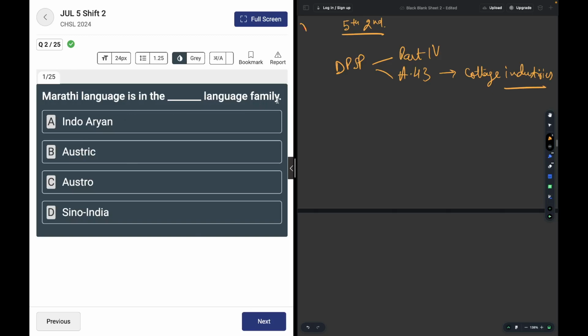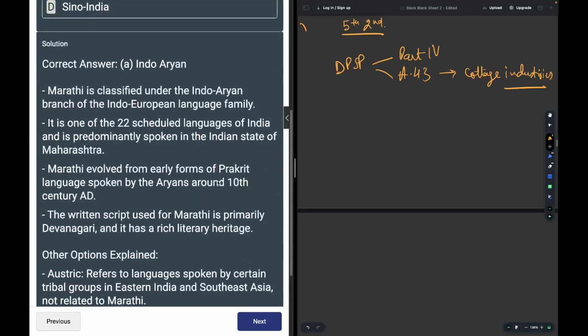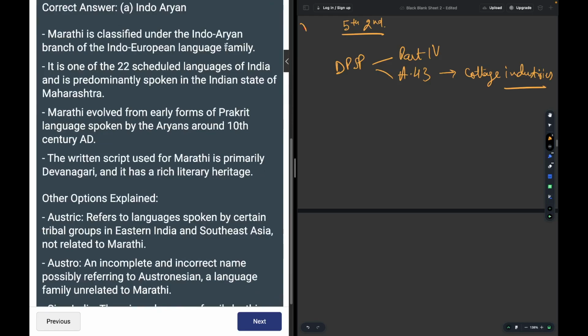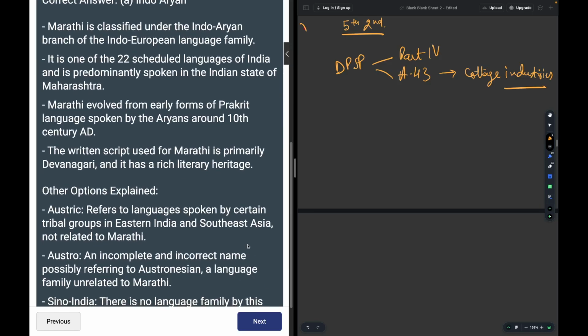Marathi language is in the Dash language family. Okay, so mostly Aryans, so Indo Aryan family is the answer. Marathi is classified under the Indo Aryan branch of the Indo European language family. You may read about it over here. It is also one of the 22 scheduled languages in India. Okay, 22 scheduled languages also has Marathi in it. All right, moving on.